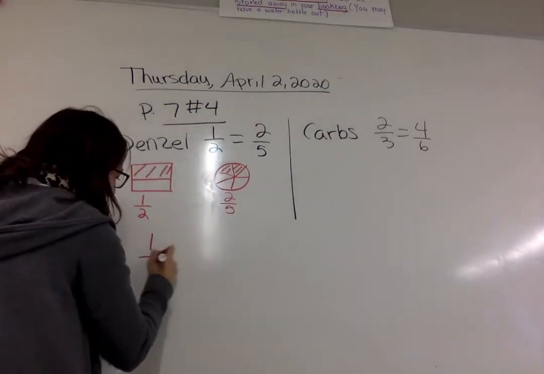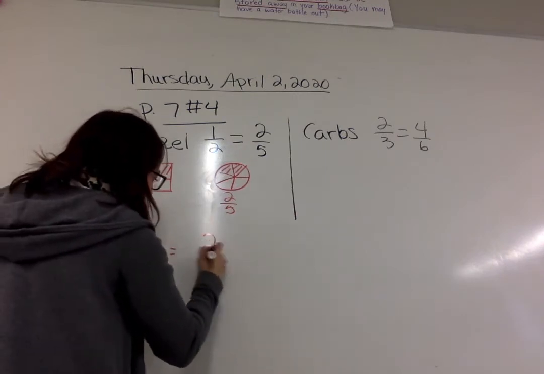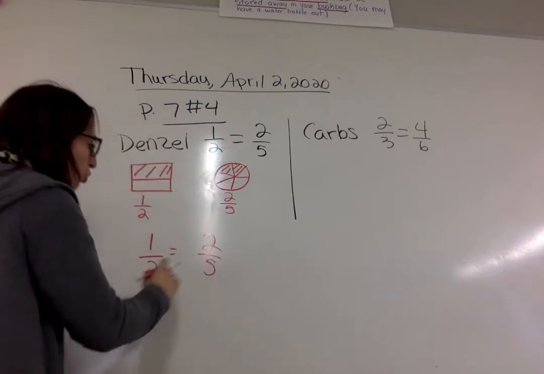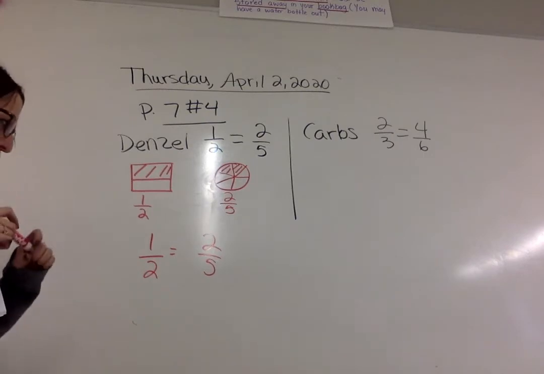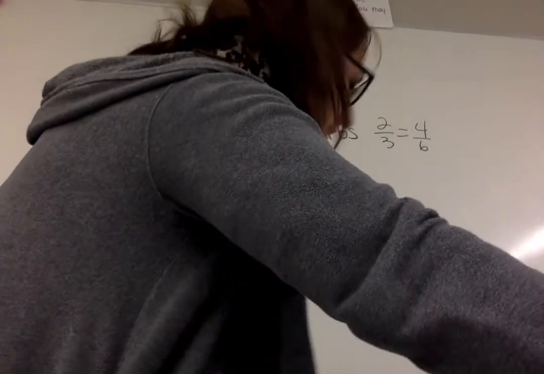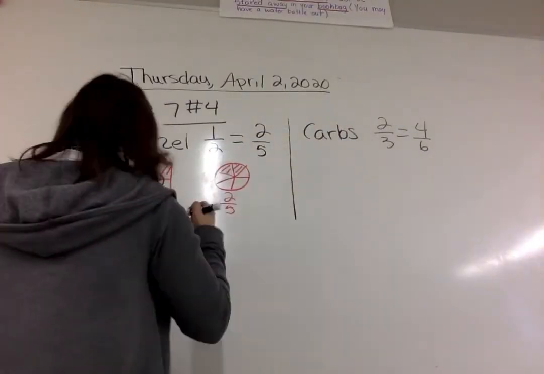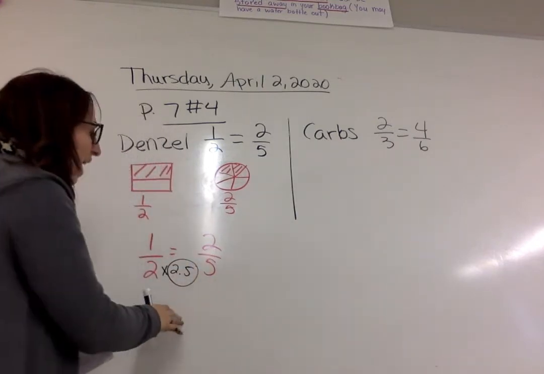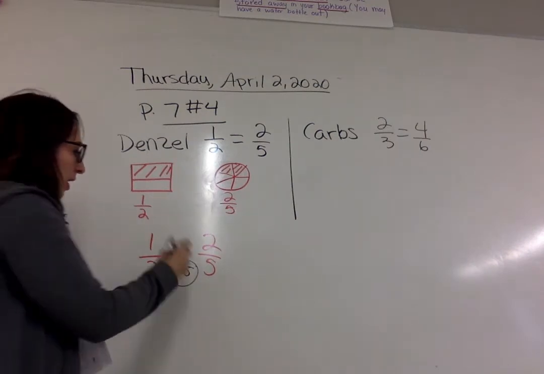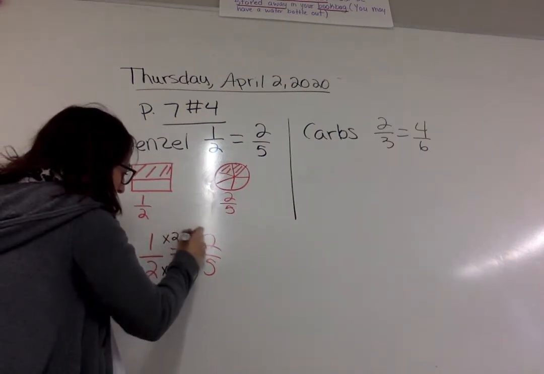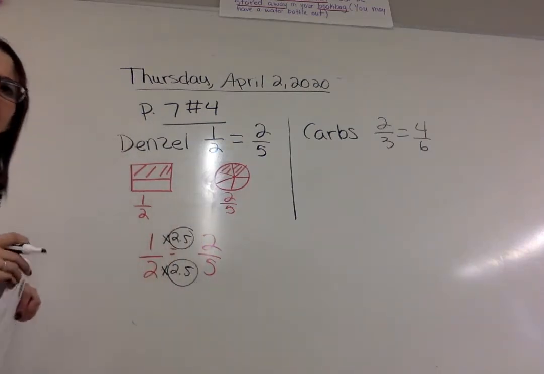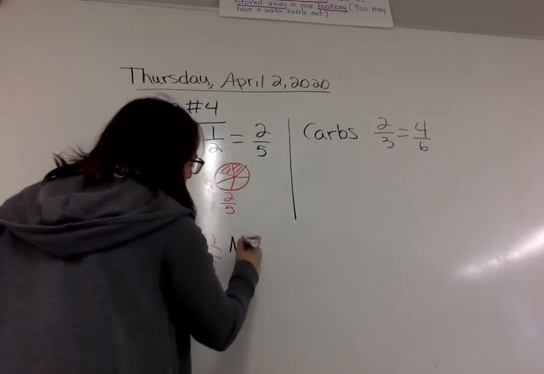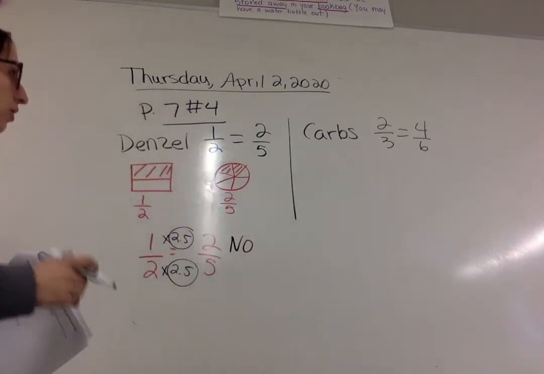Also, if I want to figure out the pattern, 2 times what is 5? 2.5. So I'm going to write that down to show you another way. If 2.5 is the common number, if I multiply the numerator by 2.5, 1 times 2.5 is not 2. So this is not equivalent.